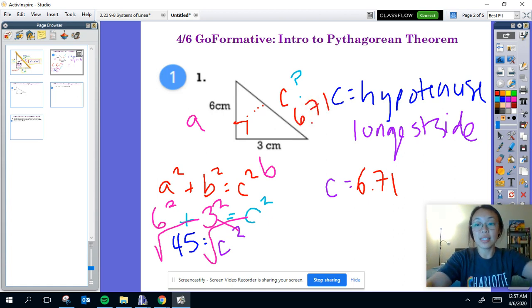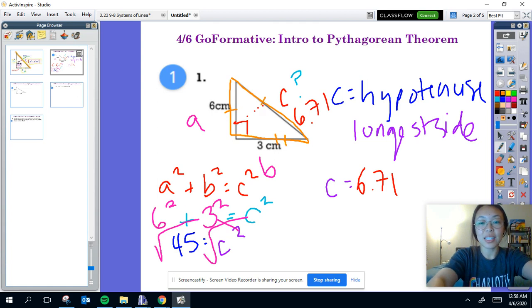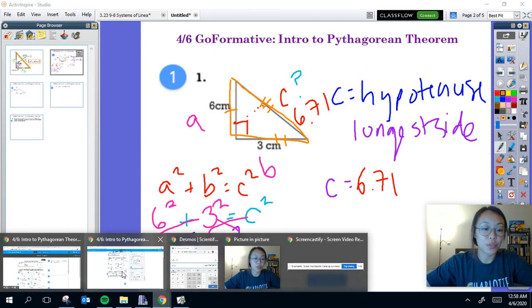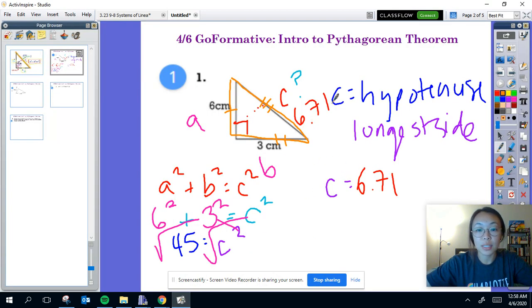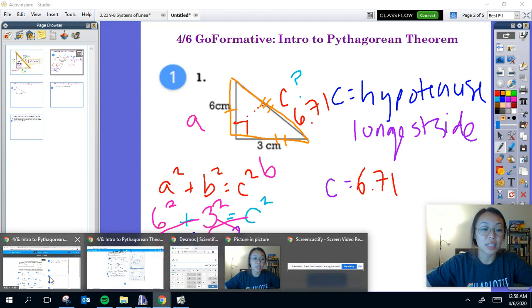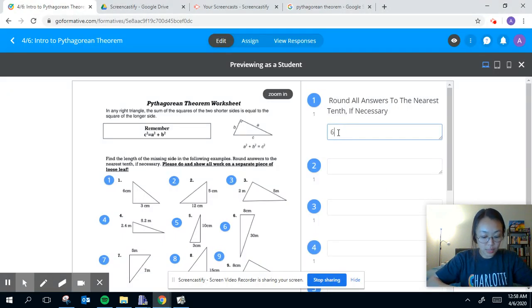6.71. And that does make sense because if I look at the proportions of my triangle, if this is 6 and this is 3, it makes sense that this one is just slightly over 6, close to 7. When I go to put that into Go Formative, it says round to the nearest tenth if necessary. So originally I had 6.71. That's just going to round to 6.7. And that's what I'm going to enter in as my answer. That's it. All right, moving on.